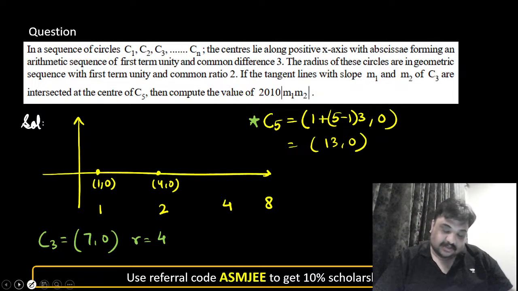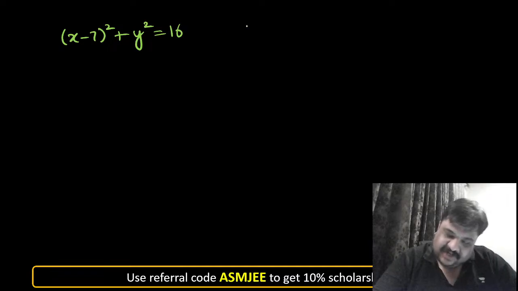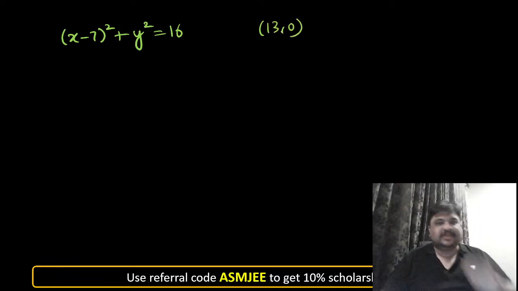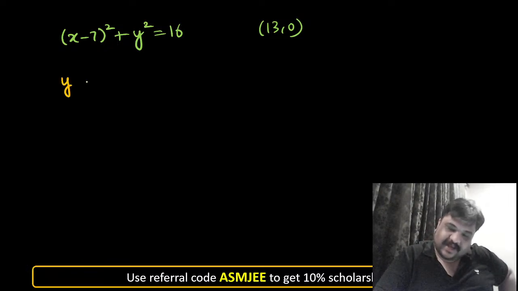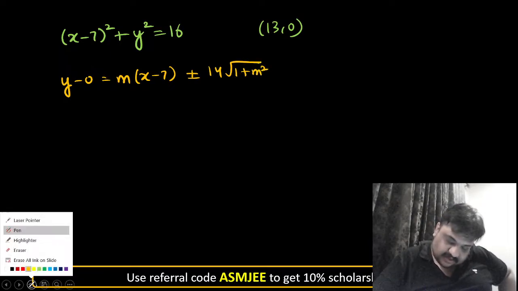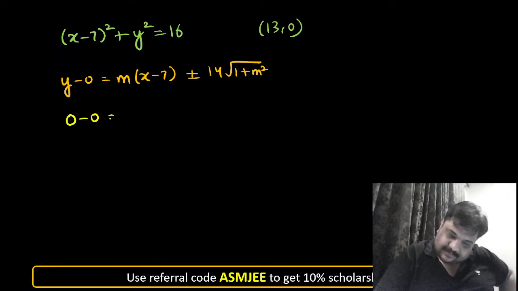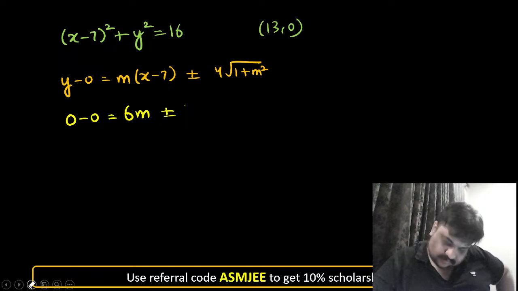How easy can anything be? So simply this is the circle and we need to find the product of slopes of tangents drawn from (13, 0). For that we need the quadratic of slopes, which we can find very easily. y minus 0 is equal to m times (x minus 7) plus minus 4 root (1 plus m square). This is the equation of tangent. Put (13, 0) here. So 0 equals 6m plus minus 4 root (1 plus m square).